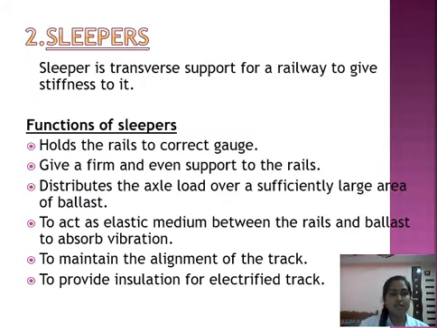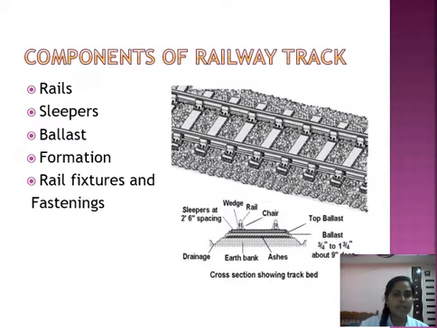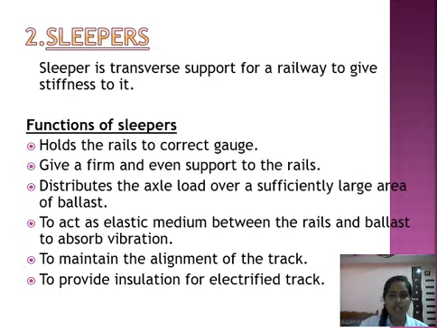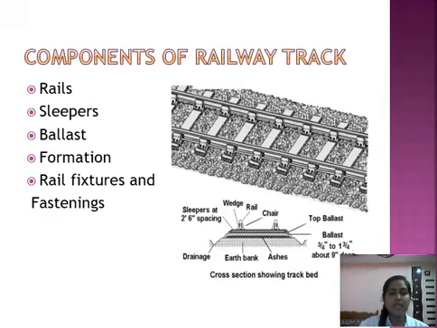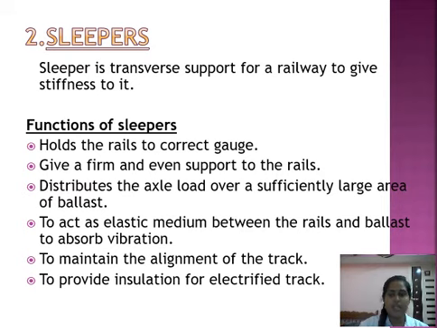So first one is the sleeper. So what is sleeper? Sleeper is the transverse support for a railway to give stiffness to it. The sleepers are always laid in the transverse direction, but the rails are laid in a longitudinal direction. So what are the functions of these sleepers? The sleepers hold the rails to correct gauge.